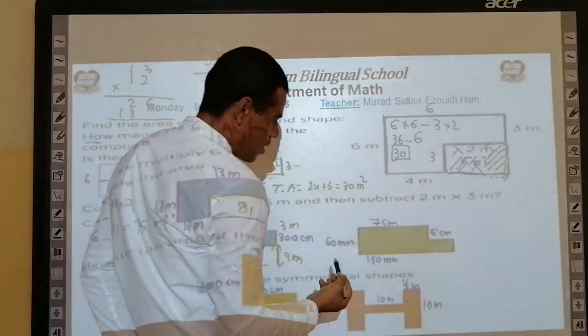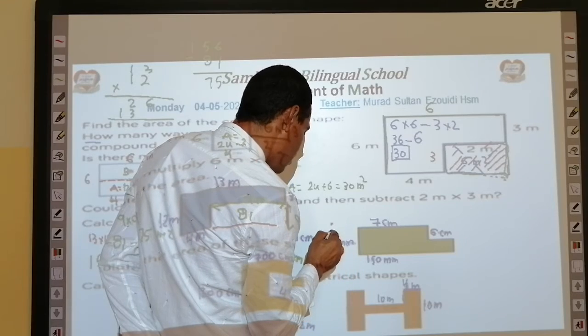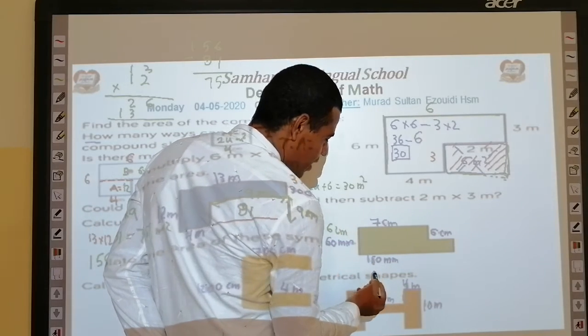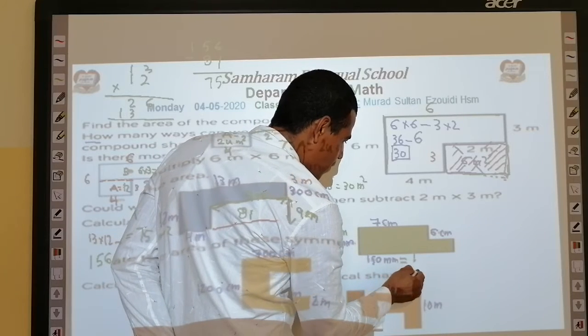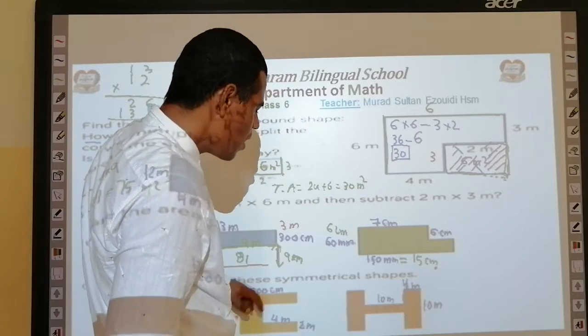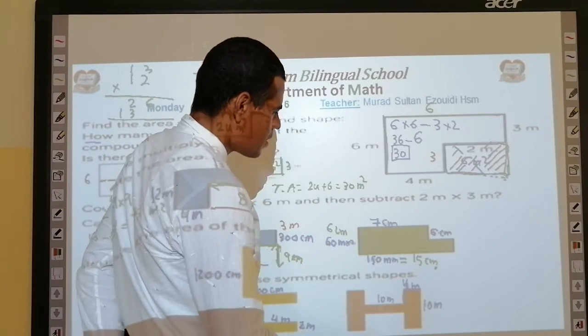The green one. This is 60 millimeter. I will change to centimeter. It will be 6 centimeter. This is 7 centimeter. This is 150 millimeter, which will be 15 centimeter. So this is 60 millimeter, which is 6 centimeter.